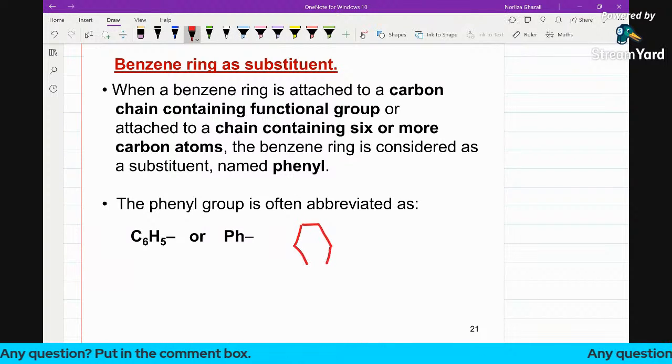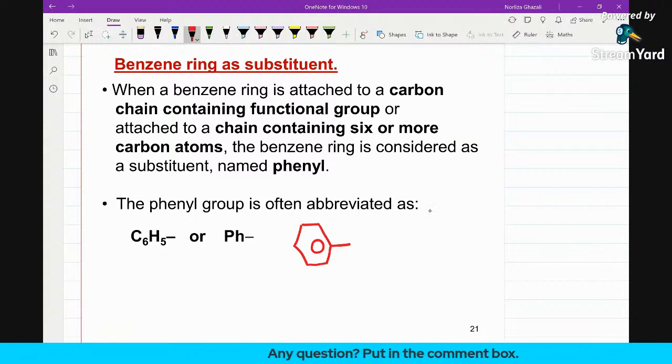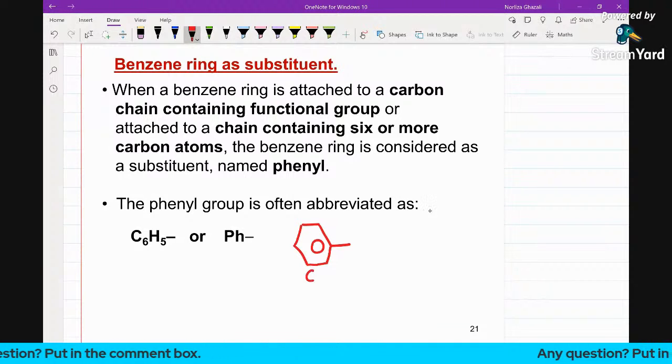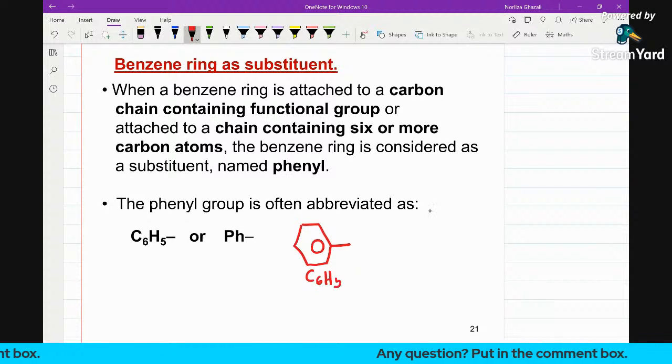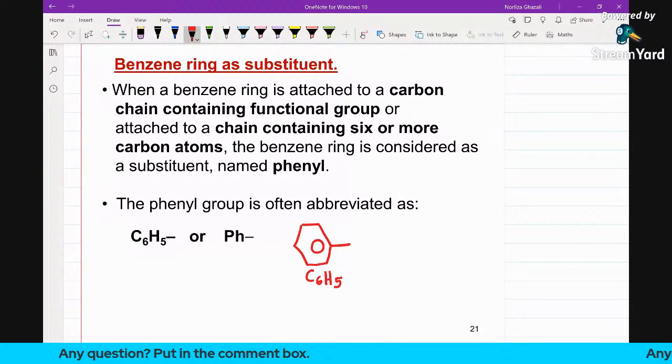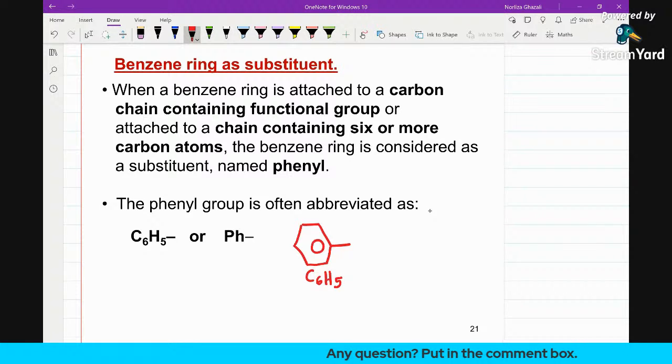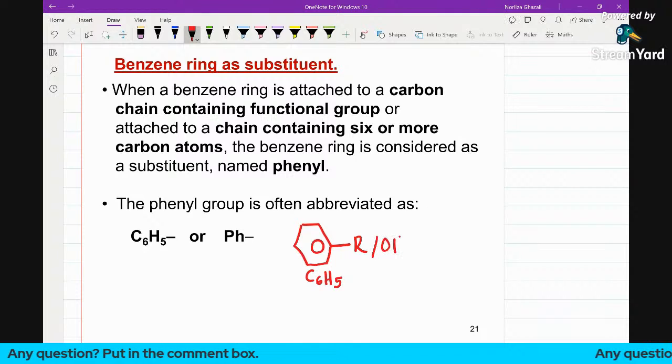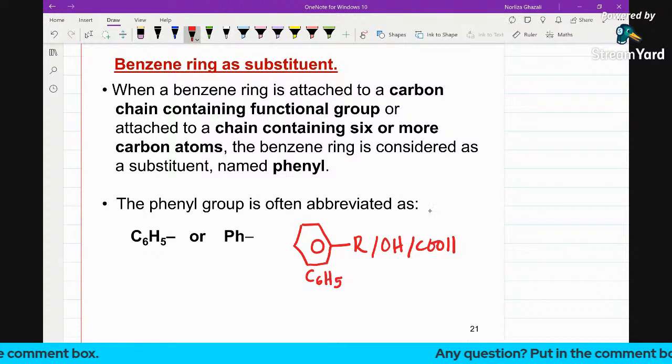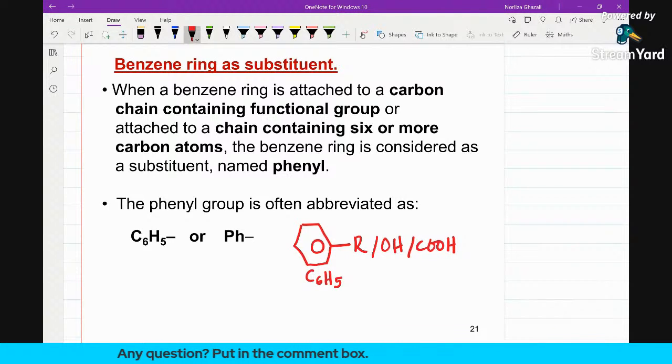We have benzene and then one dash. The dash here means we remove one hydrogen atom. So we have C6H5. Benzene actually is C6H6. When benzene becomes phenyl, the formula is C6H5. Okay, so here we can write R or anything. R can, OH can, COOH also can. Right? So phenyl is C6H5. Okay, remember that.